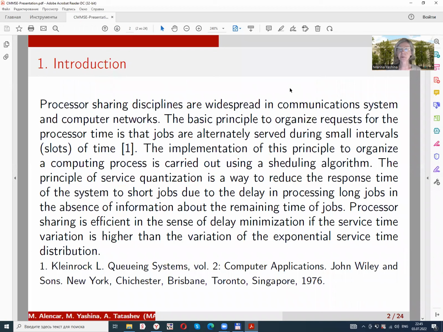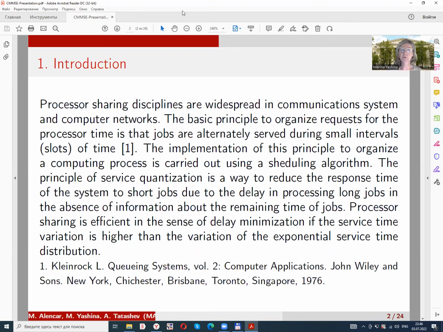Processor sharing disciplines are widespread in communication systems and computer networks. The basic principle to organize requests for processor time is that jobs are alternately served during small intervals of time. The implementation of this principle to organize the computing process is carried out using a scheduling algorithm.